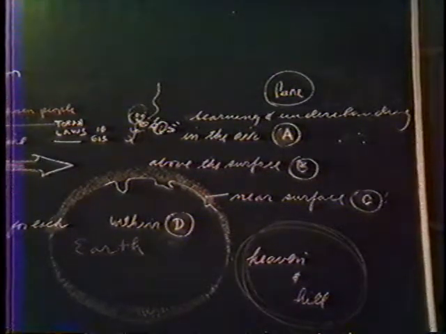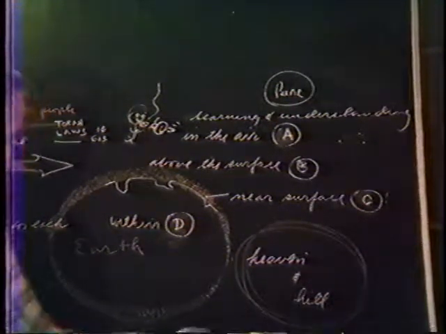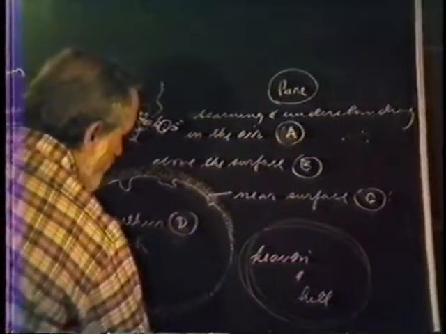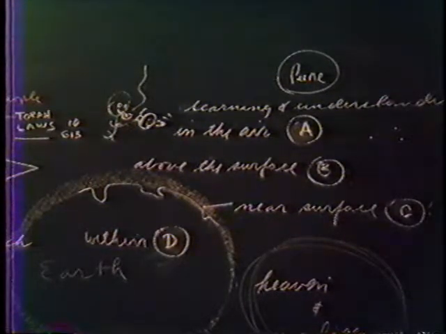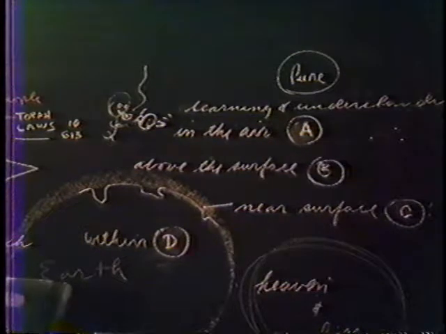permits a passage to A, B, or D. So that's the human condition, coming above the surface. That possibility exists in level C. In level D, the best you can do is get to C. You can't get to A or B. You have to await rebirth to get into C.